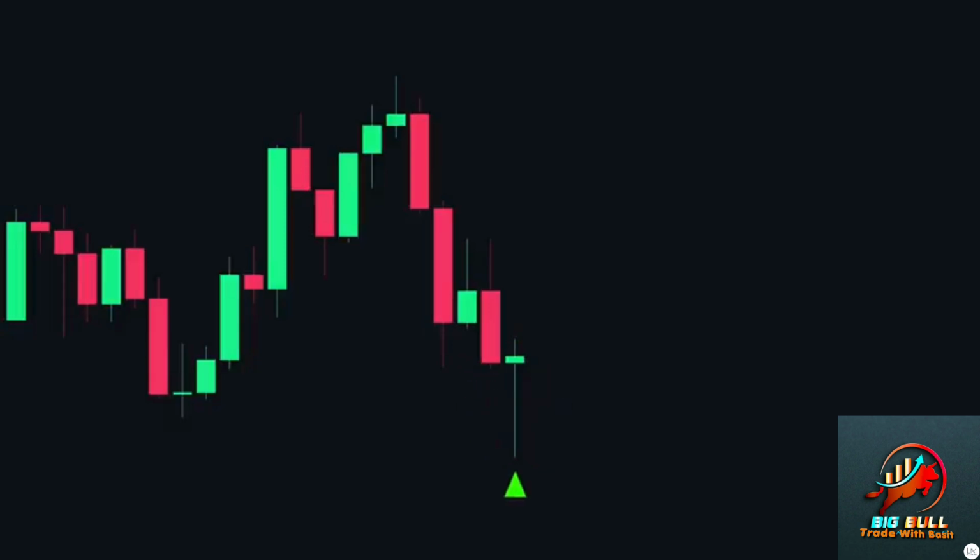Some traders might enter a buy position as soon as they see a bullish pin bar, but I prefer to wait for another green candle to form, confirming the trend. Once the trend is confirmed, you can take a buy position after the candle closes and place a stop loss at the bottom of the pin bar's wick.